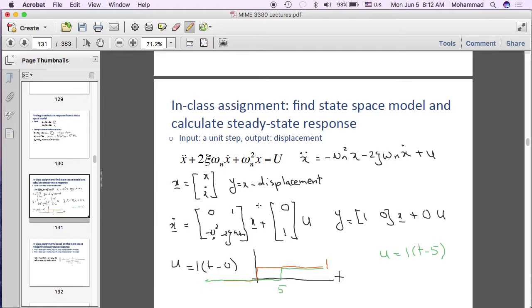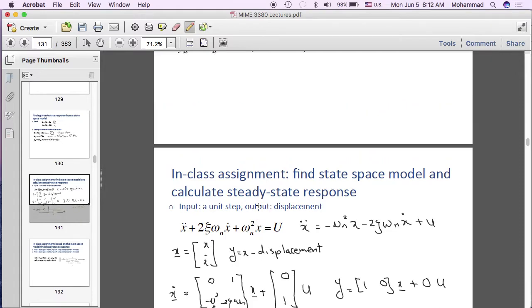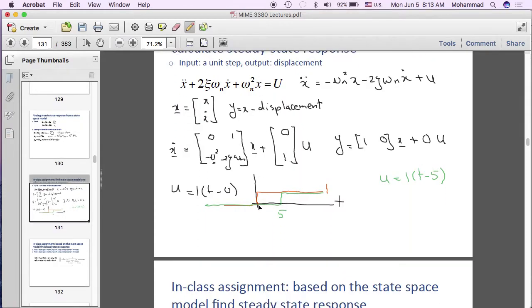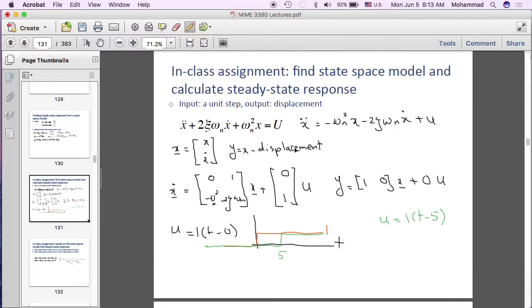Okay, so let's go ahead and apply. Any other questions? Okay, so what do we need in order to find y steady state? I need to find A inverse. See, look at the equation. I need to find A inverse pre-multiplied by C and post-multiplied by B. So let's go ahead and find A inverse. Do you remember how to find the inverse of 2 by 2 matrices? You have till tomorrow to learn.